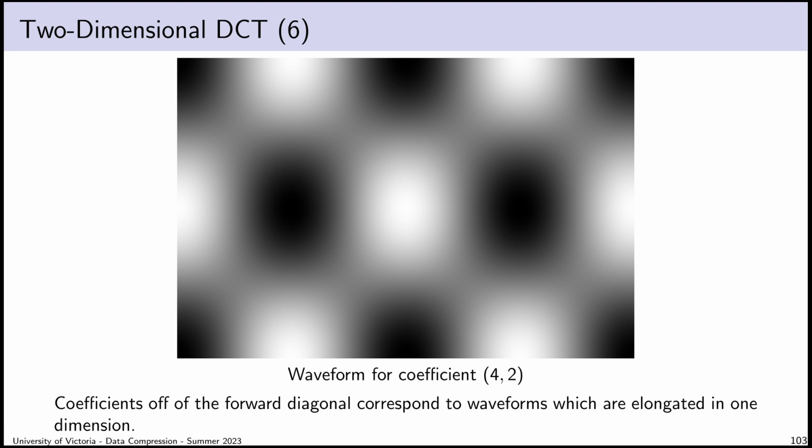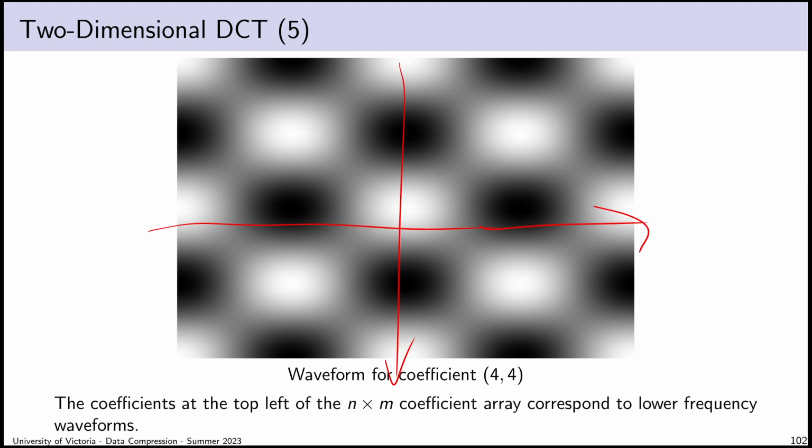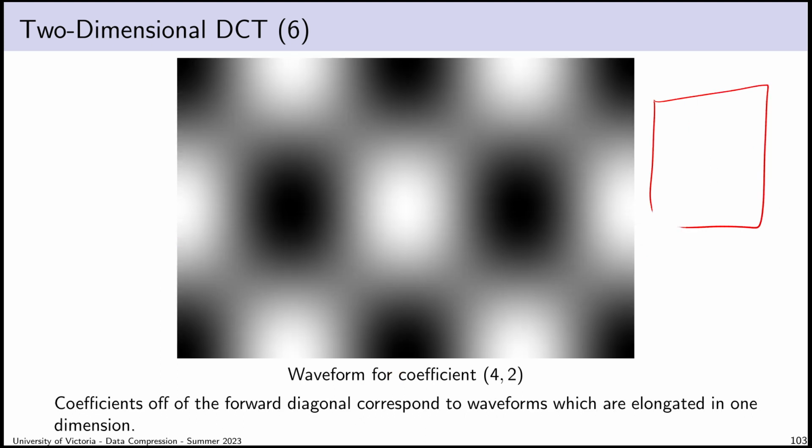If I look at coefficients that are off the diagonal, so the waveform for 4, 4, here's 0, 0, there's 1, 1, so 4, 4 is somewhere down here. The waveform for 4, 4 is pretty symmetric looking. But the waveform for coefficient 4, 2, so row 4, column 2, that would be sort of here, so below the diagonal.